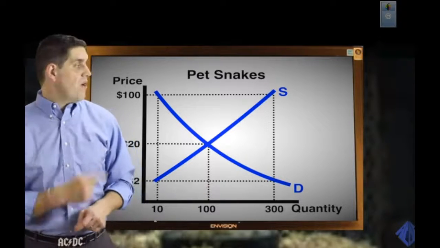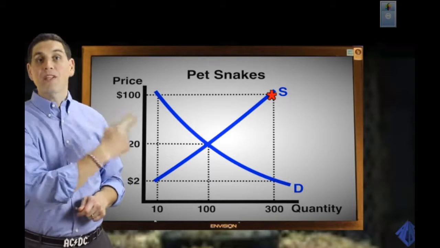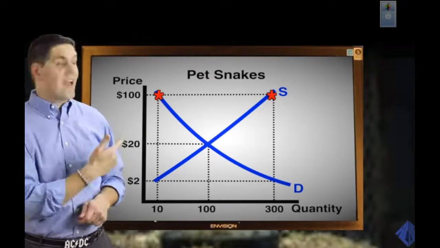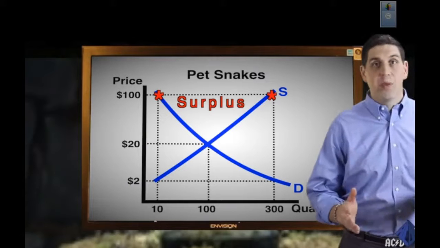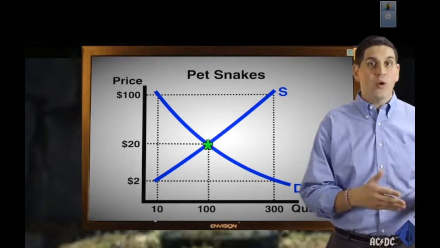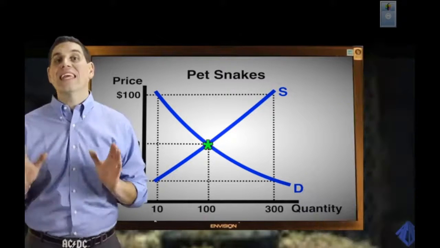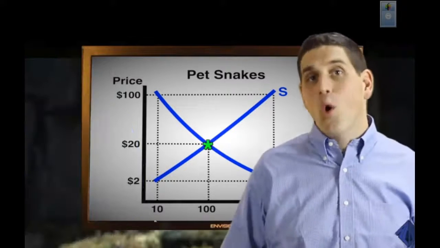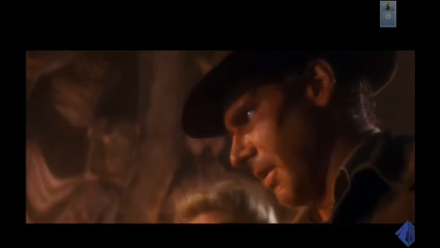If the price was up here at 100, then sellers would want to sell a bunch of snakes, but the buyers would only want to buy a few of them. This is called a surplus. At $20, the quantity demanded equals the quantity supplied. So there's no shortage and there's no surplus. This is called equilibrium. Equilibrium is like the holy grail of supply and demand.